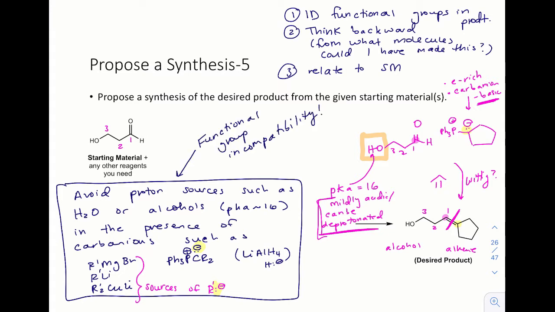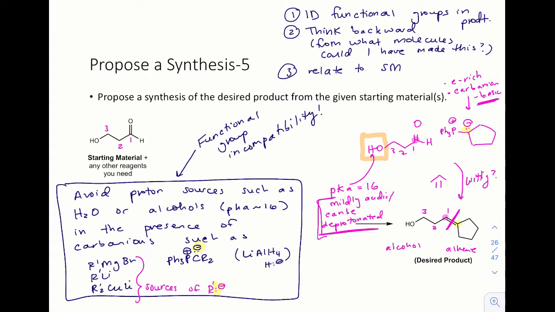What does it mean for this synthesis that this key step that we've identified, this key transformation, this Wittig reaction to make the alkene, will not work with both the alcohol and the aldehyde in the same molecule? Can we do anything, or are we just stuck?